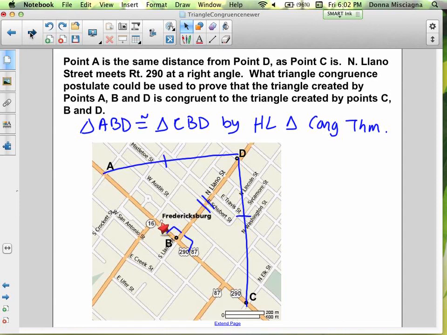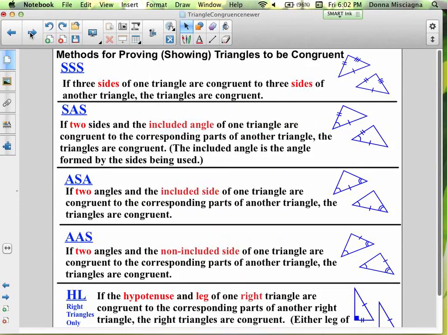Right. A little quick review, and then you have a mini quiz to take now that you've heard me talk for 36 minutes. All right, methods for proving triangles are congruent. Side, side, side. 3 sides of one triangle are congruent to 3 sides of another triangle. The triangles are congruent. Side, angle, side. If 2 sides and the included angle of one triangle are congruent to the corresponding parts of another triangle, the triangles are congruent. The included angle is the angle formed by the sides being used, right?